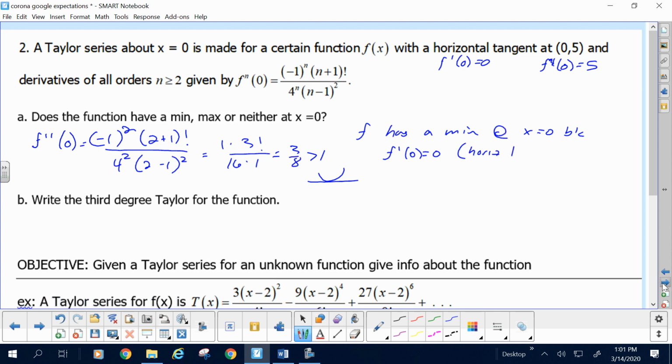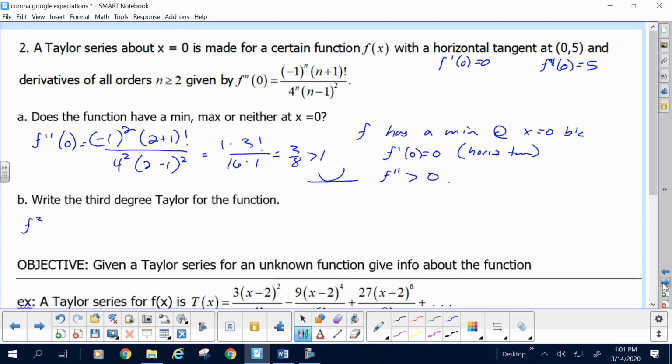Horizontal tangent, that's why I say that. And f double prime is greater than 0. All right. The third degree Taylor for the function. So I have the second derivative is 3/8. I need the third derivative.